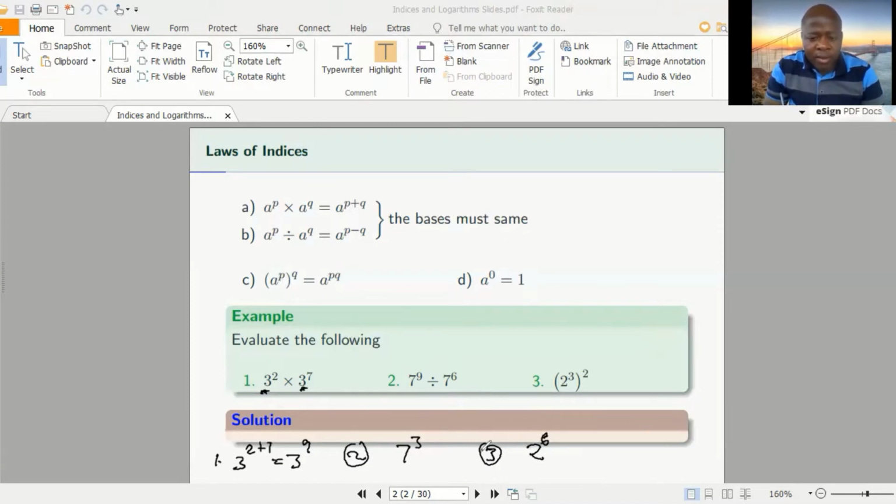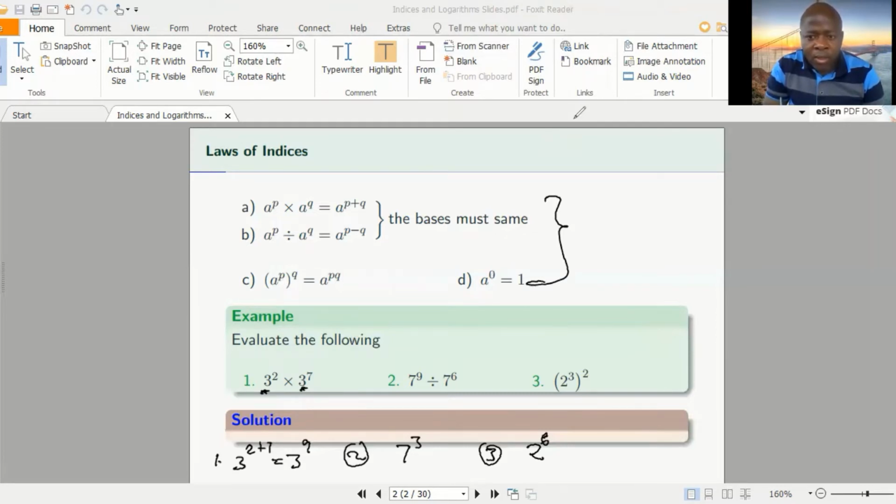So it's very easy when you are dealing with indices, and we just need to know how to multiply if the bases are the same, and if the bases are the same and you're dividing the numbers. These laws of indices are very much important.